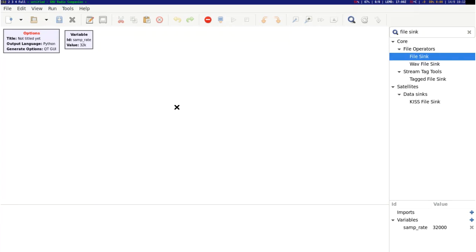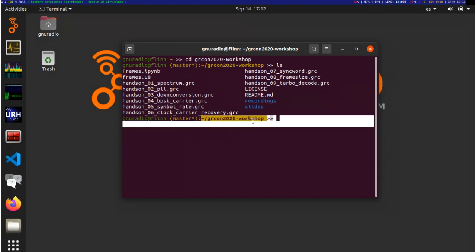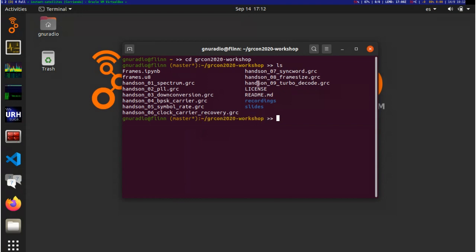I also have loaded up the virtual machine in case anyone is using it and has specific questions about it. My recommendation is either you have downloaded the base virtual machine and then downloaded the GRCon workshop, or you already downloaded the virtual machine which has the GRCon workshop and all the dependencies included. But my suggestion is to go into the GRCon 2020 workshop and run GNU Radio Companion from there, because all the flow graphs use relative paths to load up the recordings. So it's better to run GNU Radio Companion from here.